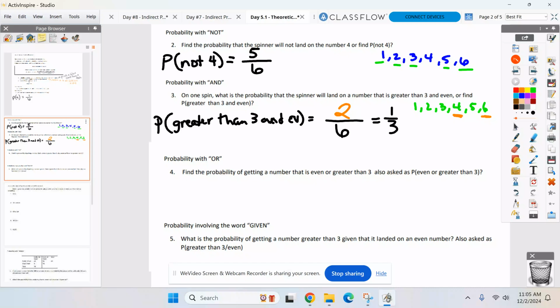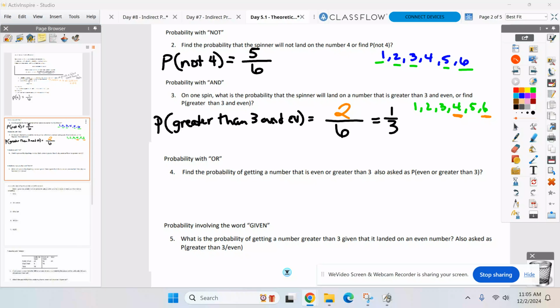All right, now I want to explain myself. Yes, I would accept 2/6 if you wrote it down. So why do I always have you reduce? If it's a multiple choice question, it probably will be reduced. So I want both answers there for you. All right, multiple choice, you'll probably see a third. All right, let's keep rolling.